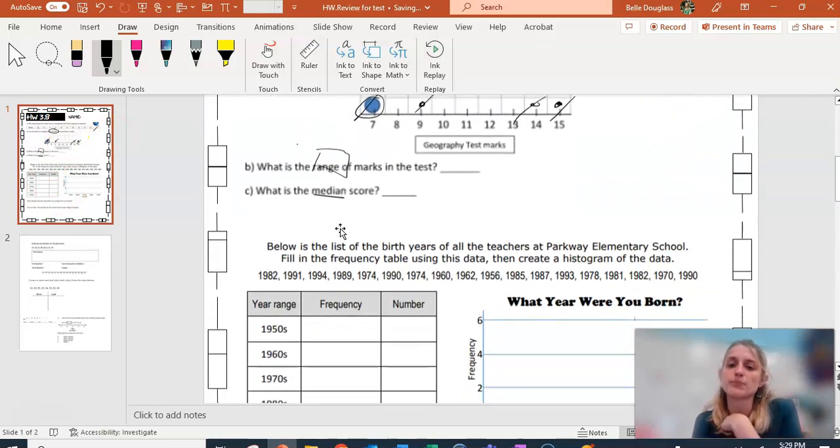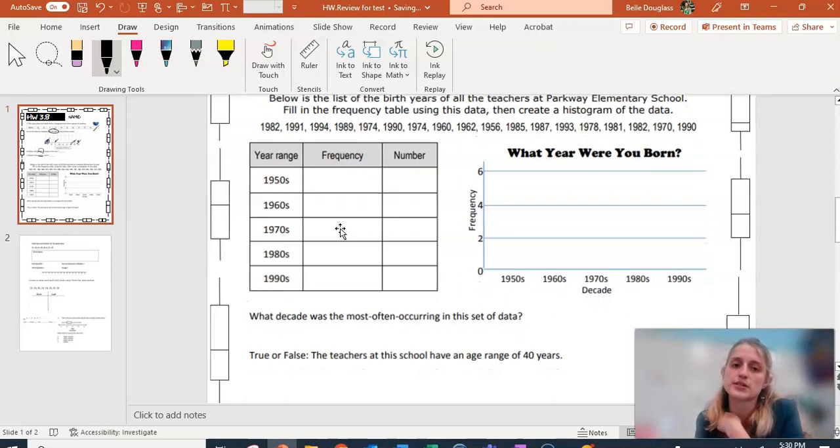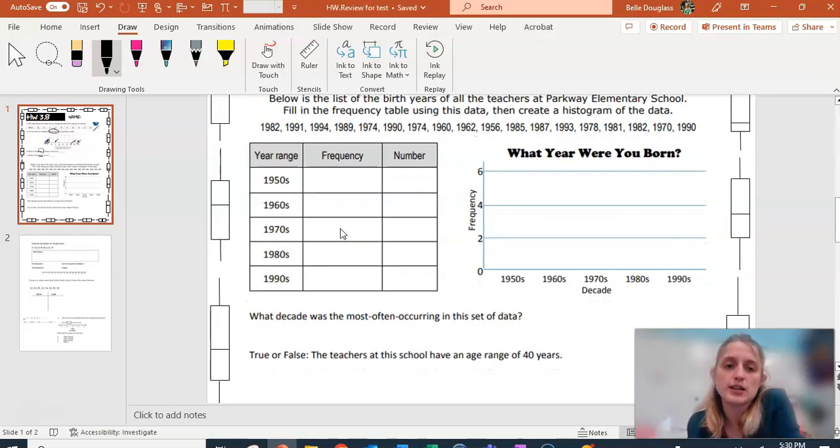Next up is a histogram. This is where we've spent the least number of practice hours, so let's do this one together. What I expect to see is frequency. The number, how often do you see a number in the 1950s?